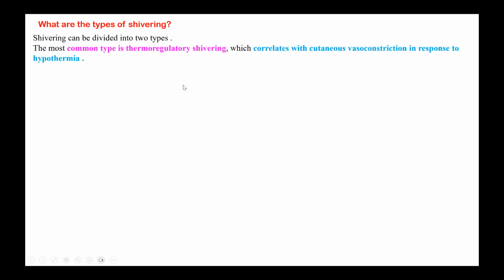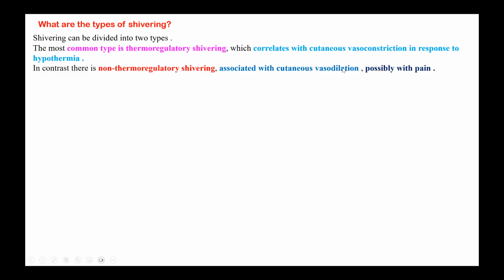And there are two types of shivering. Earlier we saw the pattern, which is clonic and clonotonic, the pattern of muscle activity. But the two types are thermoregulatory and non-thermoregulatory. In the thermoregulatory type, cutaneous vasoconstriction will happen to prevent dissipation of the heat and restore the core temperature. Whereas in the non-thermoregulatory type, you will find there will be vasodilatation, and that is usually because of pain.